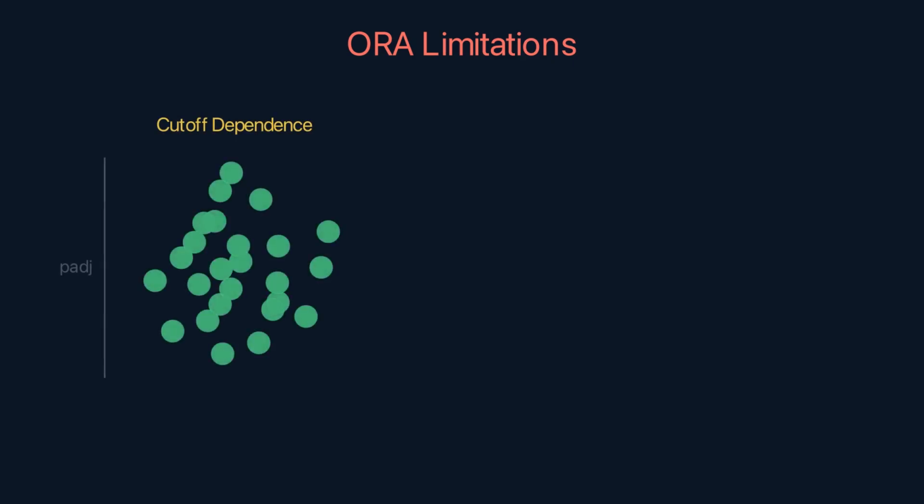ORA has a fundamental limitation. It requires a binary cutoff. A gene is either differentially expressed or it isn't. Move the threshold from adjusted p less than 0.05 to 0.01 and you might lose half your DE list and have your enrichment results change.